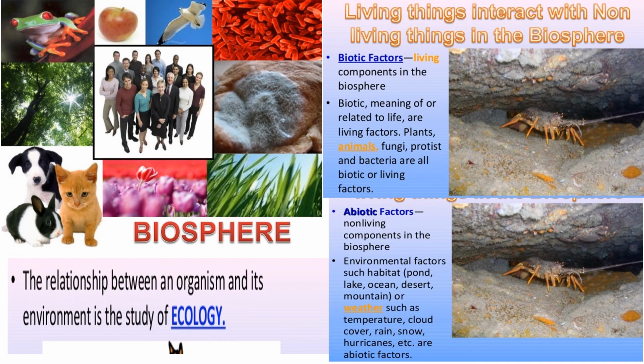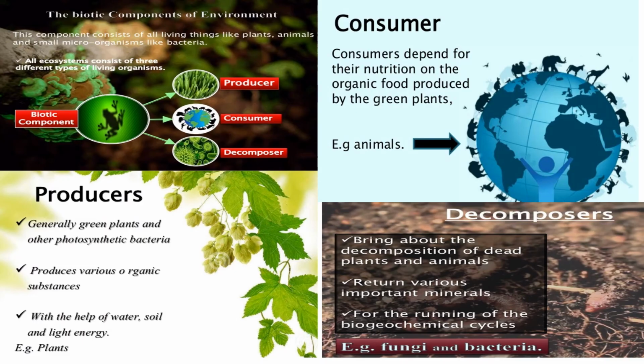Environmental factors such as habitat, pond, lake, ocean, desert, mountain, or weather such as temperature, cloud cover, rain, snow, hurricanes, etc. are abiotic factors. The biotic components of environment are producer, consumer, and decomposer. This component consists of all living things like plants, animals, and small microorganisms like bacteria. All ecosystems consist of three different types of living organisms: the producer, the consumer, the decomposer.